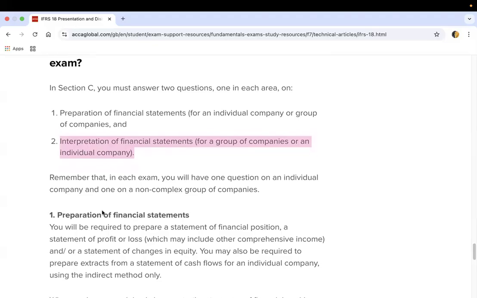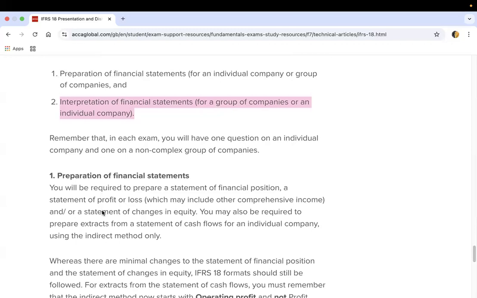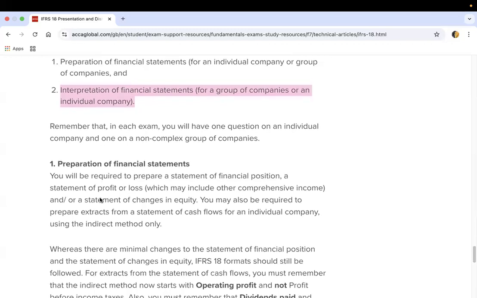Remember that in each exam, you will have one question on an individual company and one on a non-complex group of companies. So one question on an individual company and one question on a group. On individual, it could be CFS also. Clear? It could also be a CFS. Clear?